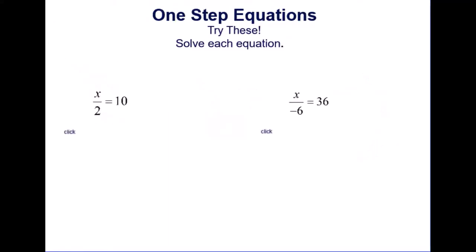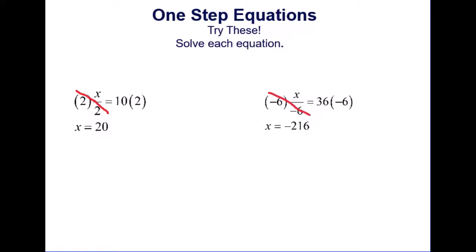Finally, two more examples with division. It's currently dividing x by 2 and dividing x by negative 6, so the inverse would be multiplication. If we have x divided by 2 equals 10, we're going to multiply both sides by 2, eliminating the 2, leaving us with x equals 20. Here we'll multiply both sides by negative 6, which will eliminate the negative 6, leaving us with x equals negative 216.